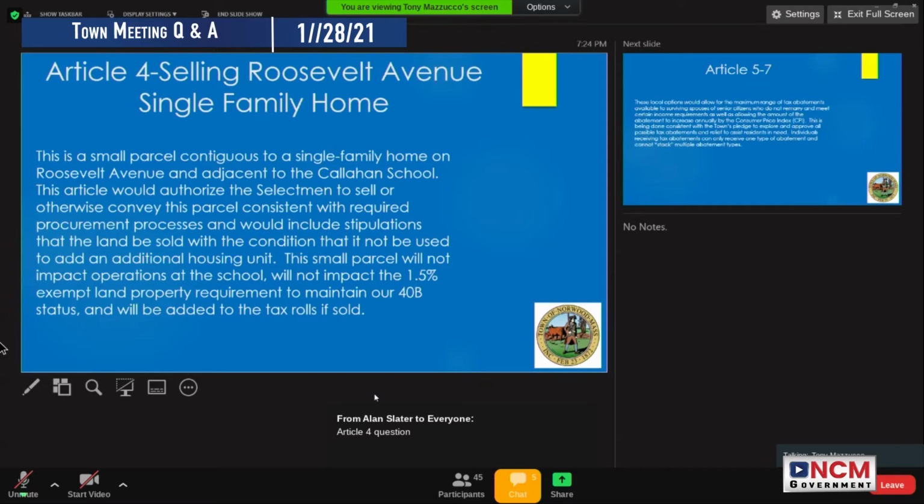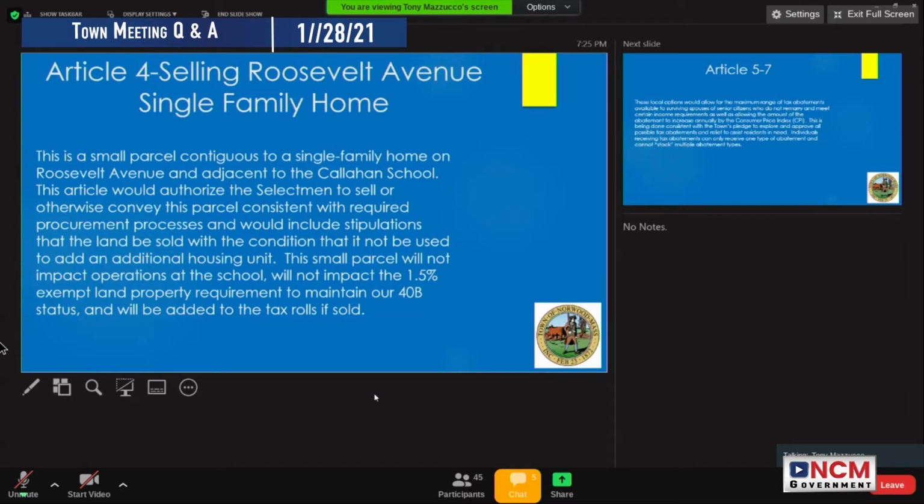There used to be a paper street that went in there. It's technically part of that school lot, but there's sort of a tree line that defines it. The owner has asked about acquiring it. This article would authorize the selectmen to sell it. However, it's my understanding it's not tax acquired land, so we either have to go out to bid or the rate would otherwise be a market rate. So this doesn't by any means guarantee that it's actually going to sell the property.